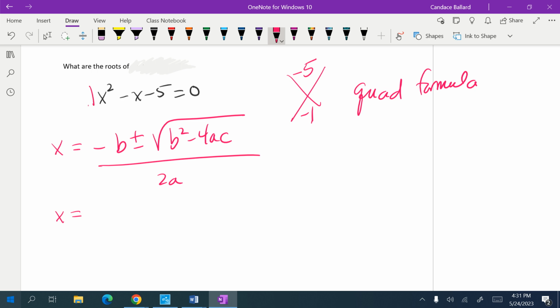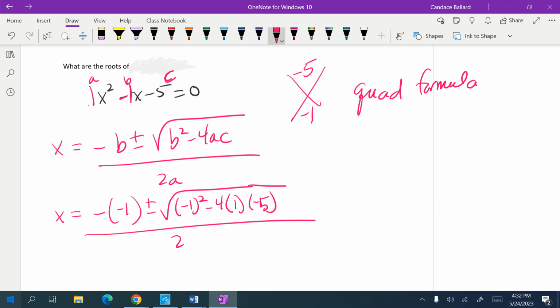Remember, my a is the number that's in front of my x squared. My b is the number that's in front of my x, and my c is my constant at the end. So I've got a negative here, and I've got -1 for the b, plus or minus the square root of -1 squared minus 4 times my a value, which is 1, times my c value, which is -5, all over 2 times the 1 that's in the front there.